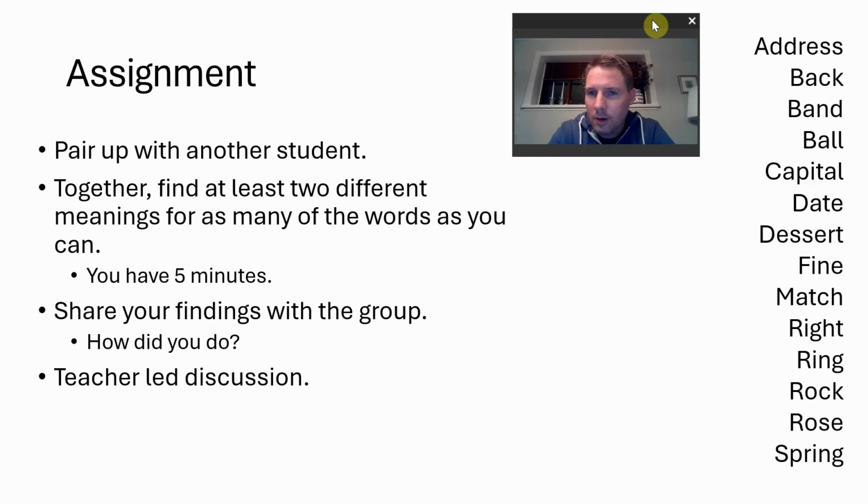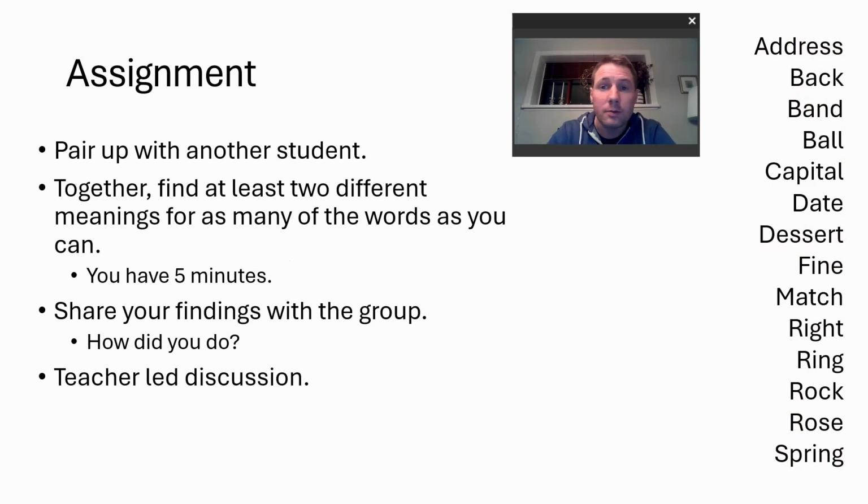So I want you to talk together with your partner and try to come up with different meanings for the words that are on the side here. So find at least two different meanings for as many of the words as you can. And please write the answers down. And you don't have to do all. You can start on the top, you can start on the bottom, you can start in the middle. Doesn't really matter. Just try to get as many as you can. You have 5 minutes.